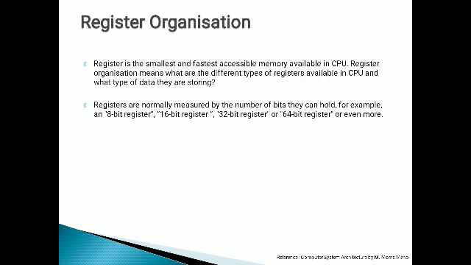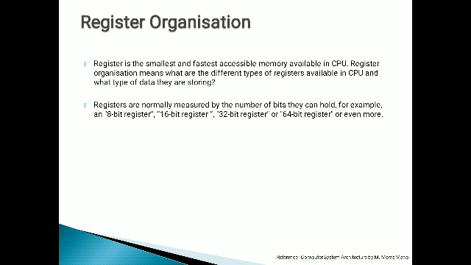Organization and bus system. Now, what is register organization? It means what are the different types of registers available in CPU and what type of data they are storing. We know that register is the smallest and fastest accessible memory available in CPU. It is always the top of the hierarchy in CPU.